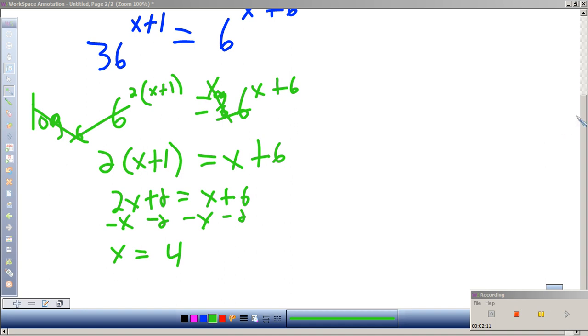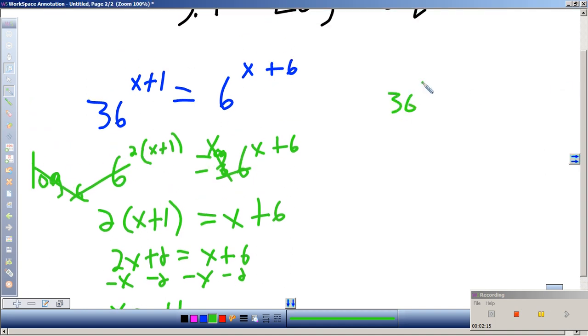Notice, in the first step here, 36 raised to x plus 1 equals 6 to the x plus 6, instead of changing it to 6 squared, we could apply the logarithm immediately, if we wanted. Because then we could write this as log base 6 on each side. However, we still run into the problem, we need to recognize that 36 is 6 squared. So either order, it doesn't matter, but here we have to recognize we get 2 raised to this power, or 2 times that.